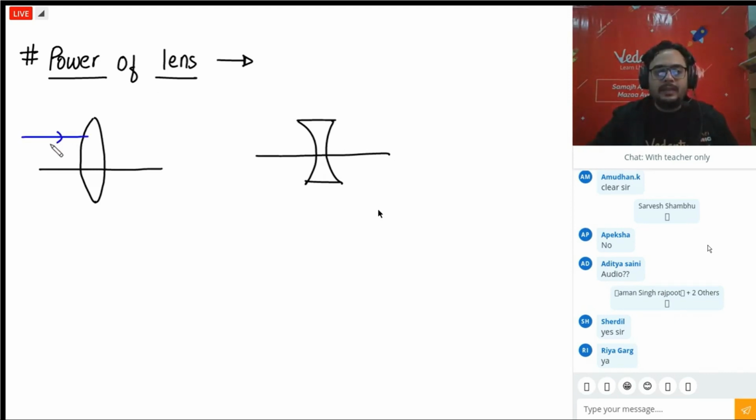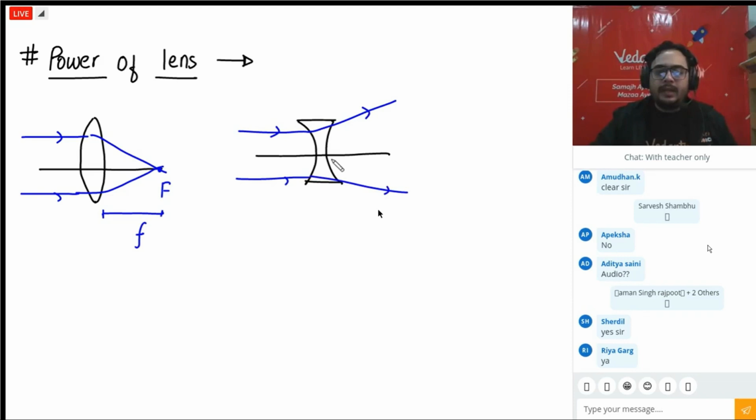How does it work? If the rays are coming like this, they are converged at a point which is their focus, and this distance is called focal length. Similarly, if rays are coming like this, they are diverged and they appear to be coming from a point which is called its focus, and this distance is called focal length. So how do you compare the strength of a lens? How good is a lens? It will depend on the power of a lens.